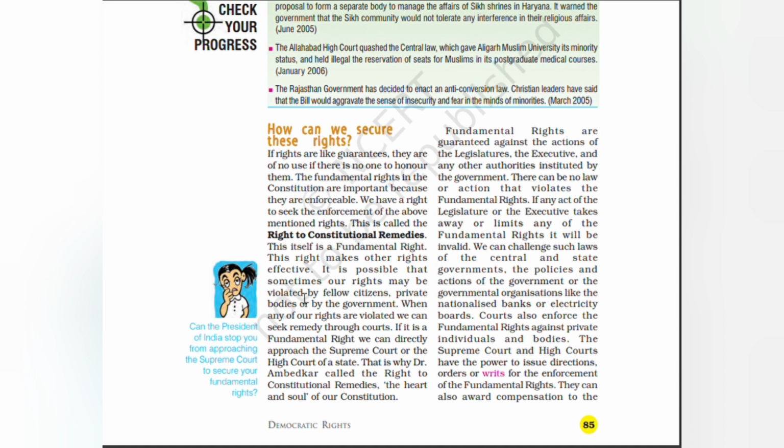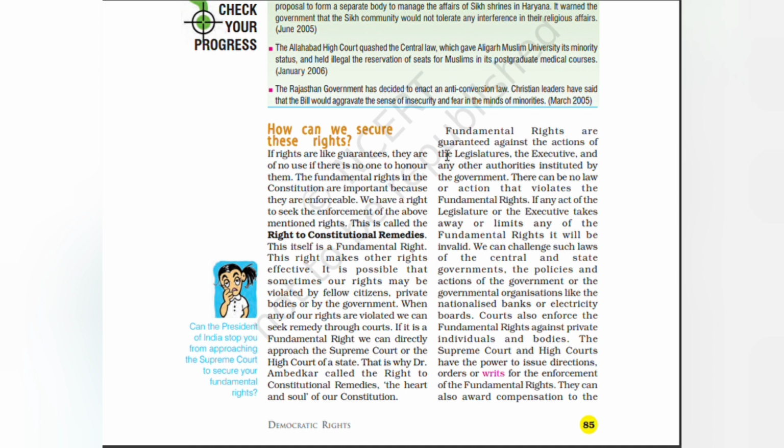It is possible that sometimes our rights may be violated by fellow citizens, private bodies, or by the government. When any of our rights are violated, we can seek remedy through courts. If it is a fundamental right, we can directly approach the Supreme Court or the High Court of a state. That is why Dr. Ambedkar called the right to constitutional remedies the heart and soul of the constitution.